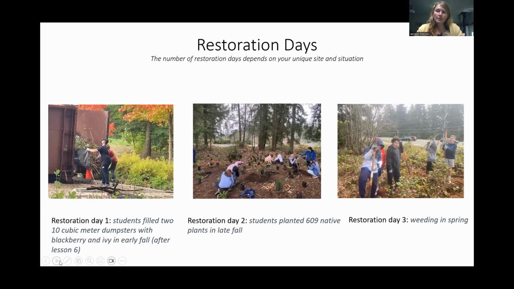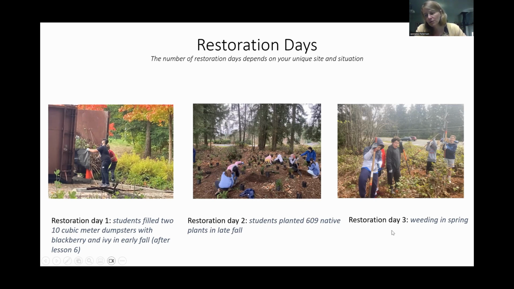It doesn't have to be done this way, but at one Symbiotic school, the students filled 2 10 cubic meter dumpsters with invasive blackberry and ivy in early fall. They did this after lesson 6, which is the lesson where they learn about the effects of invasive species in the ecosystem. Restoration day 2 was later in the fall, and students planted native plants in their schoolyard at their restoration site, in the same place where they had removed the invasive blackberry earlier in the fall.